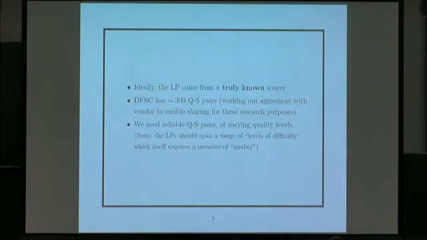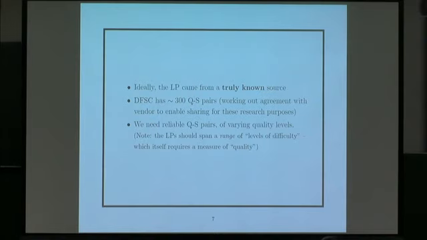Ideally, the latent print came from a truly known source. Now, apparently, the Defense Forensic Science Center outside of Atlanta has some 300 known pairs. We're working on an agreement with the vendors so that they can allow us to use them for these research purposes. It's only 300. If anyone knows of any other data sets, that would be marvelous. So we do need reliable QS pairs.